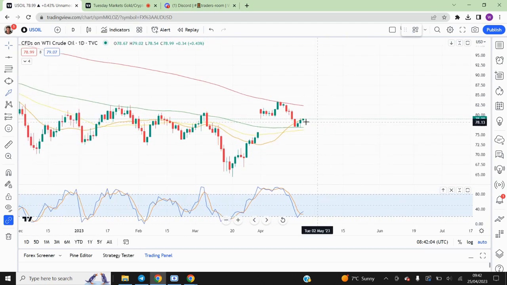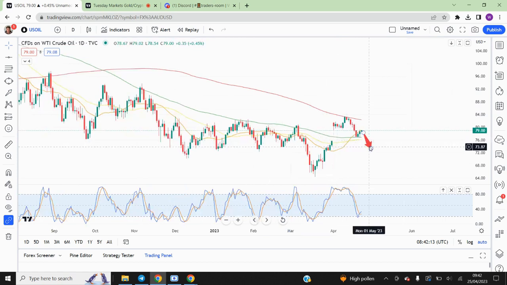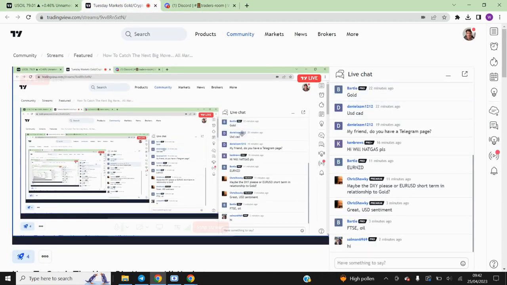Oil, not entirely strong to the upside. I wouldn't be surprised. Still, my bias would be long at 73.5. The chart's ugly at the moment, but this is not. You could take that for scalp trading very, very lightly, but I would prefer it at 73.5 if we can get there to the long side.